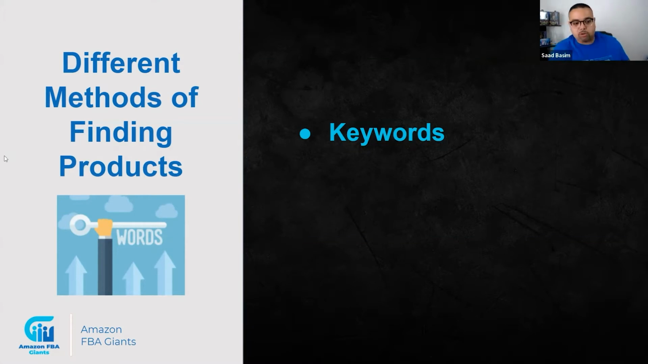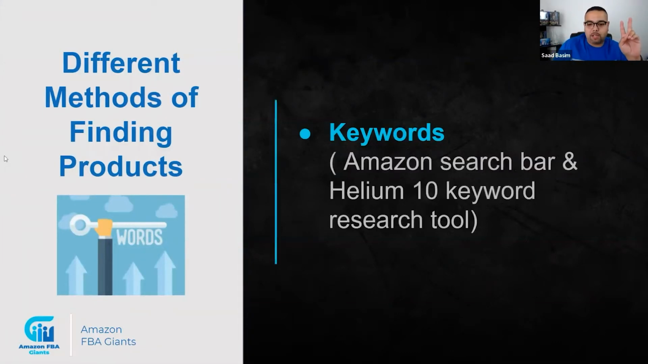But today I'm going to show you how to find products through the keywords. There's two methods I really like that are really going to be very helpful. One of them is going to be through the Amazon search bar. And secondly, is going to be through the Helium 10 keyword research tool.